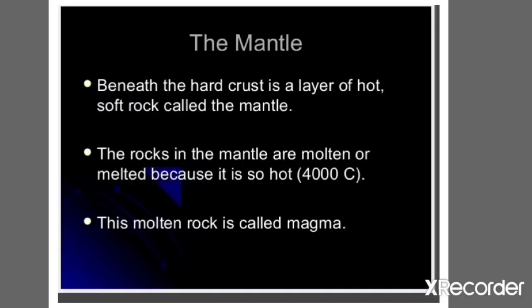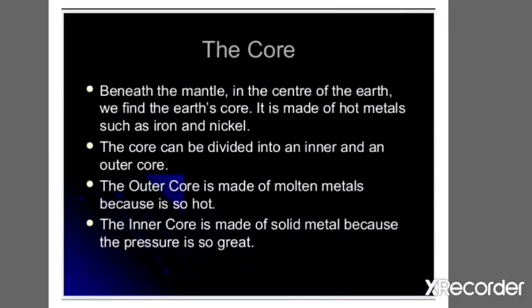So we have studied two layers. First is the crust, the outer layer where we live, and second is the middle layer, the mantle. It is the hot, molten and melted area where the temperature is about 4000 degrees Celsius. Now the last is the core.